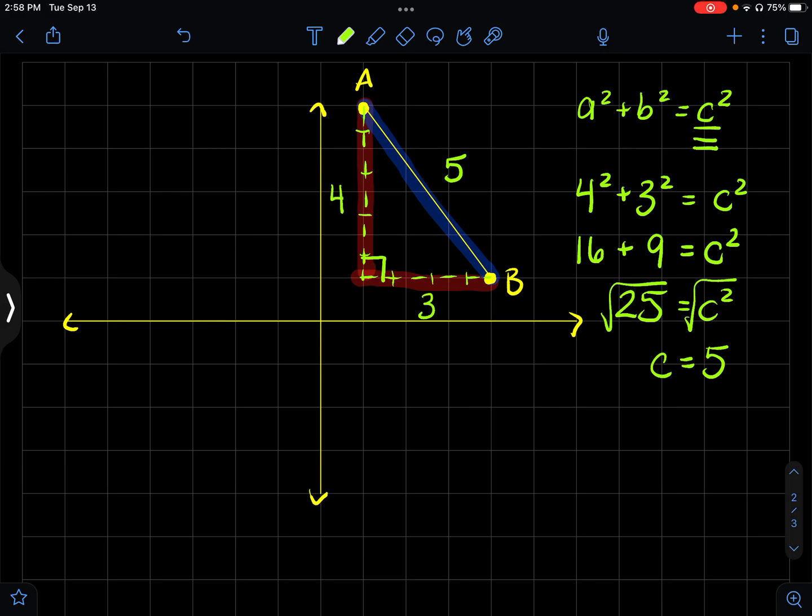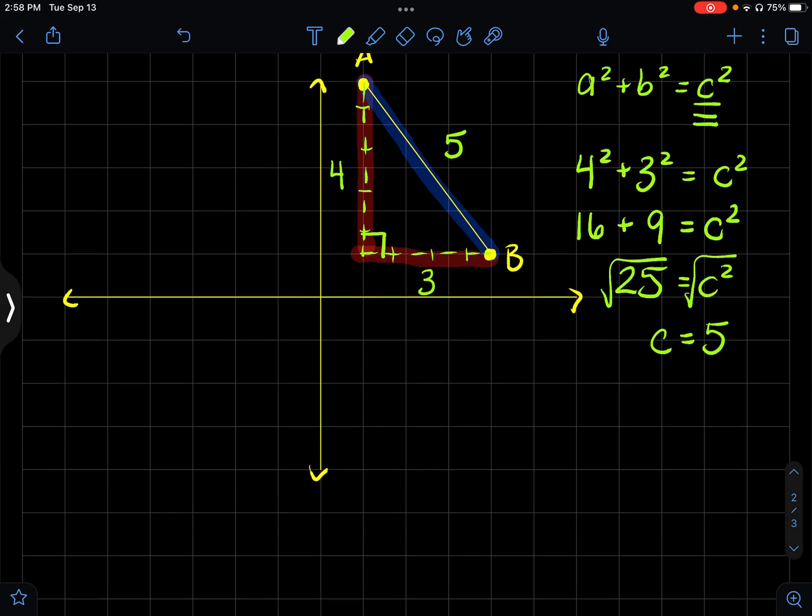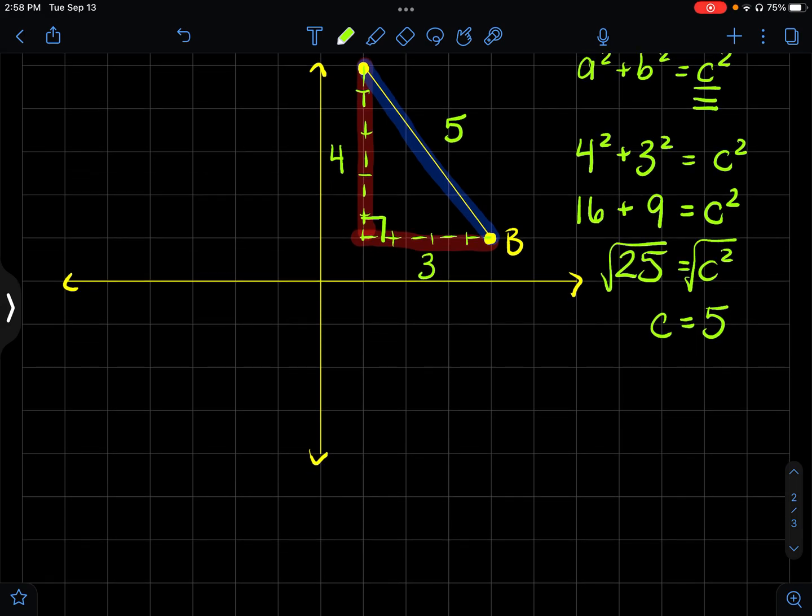Taking a look at another example, I'm going to use the same coordinate plane, and let's say I have the points -3, 4. I'm going to call this one C. And then I have 1, -2. So 1, -2. I'm going to call this D.